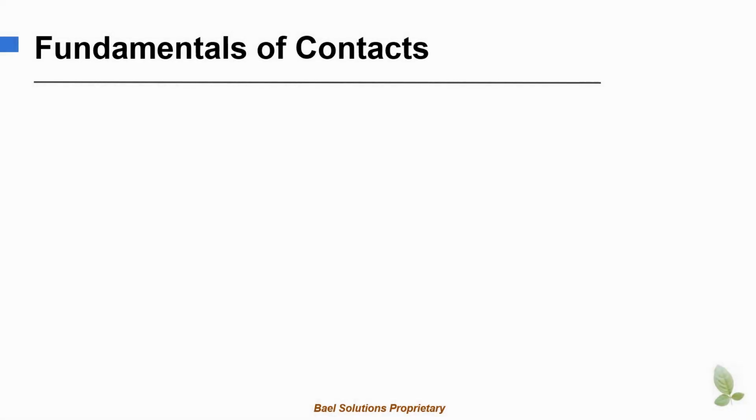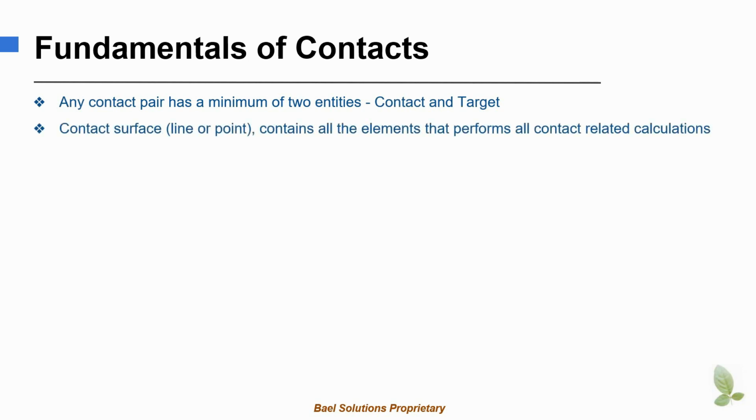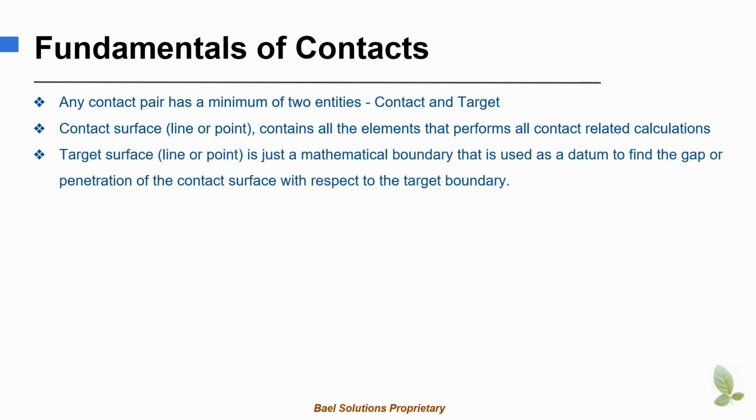We are going to see the fundamentals of contacts. Any contact pair has a minimum of two entities, a contact and a target. A contact geometry contains all the elements to carry out the contact-related calculations, for example, gap, penetration, or pressure. A target geometry is treated as a mathematical boundary. With respect to this boundary, status of the contact surface, in terms of gap or penetration, is predicted.